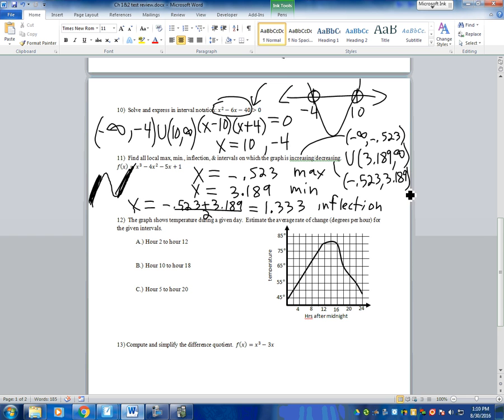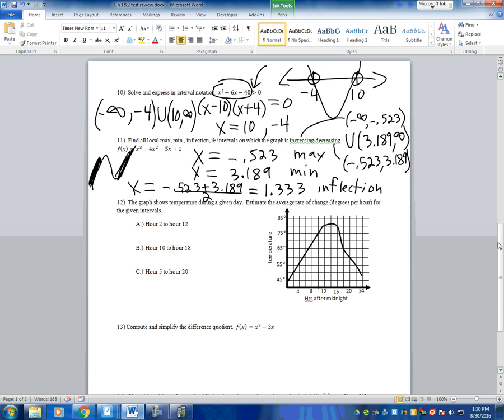So the increasing, you're just saying, like, where? I don't know why I didn't understand that. So increasing is where the function's going up, and decreasing is where it's going down, because it goes from left to right.